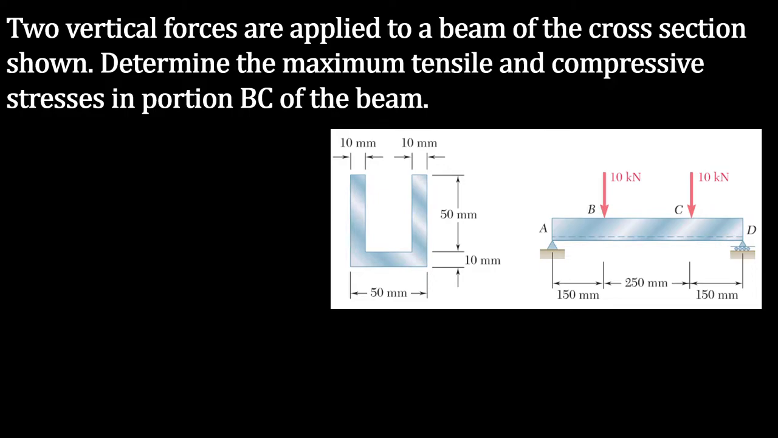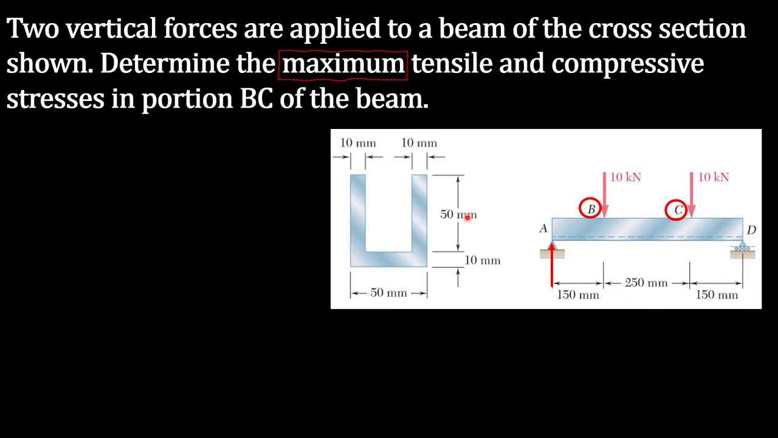Alright, in this problem we have two vertical forces applied to a beam of the cross section. So this is the cross section that we are referring to. Shown, determine the maximum tensile and compressive stresses in portion BC. So here we are asked to find the maximum tensile and compressive stresses.